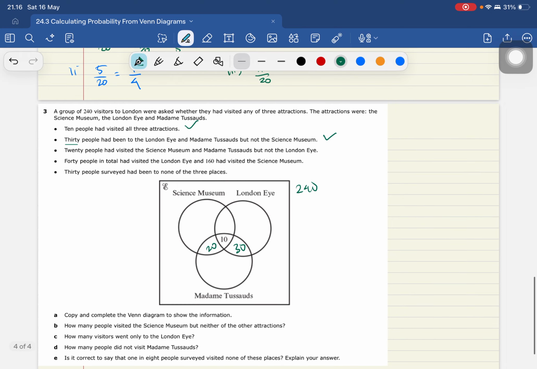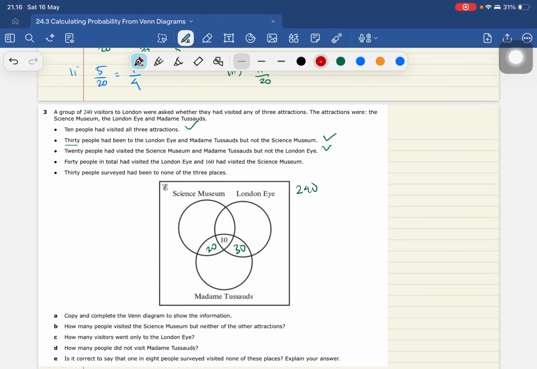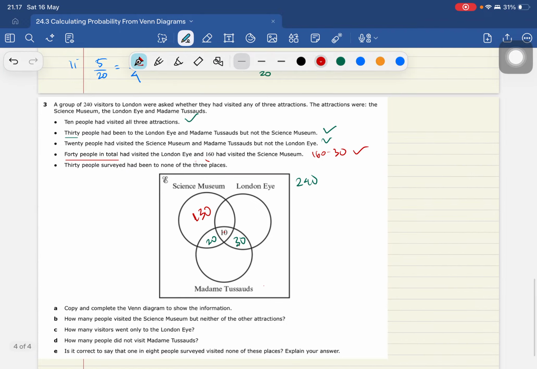Next information: 40 people in total had visited the London Eye. Here 10 plus 30 is 40. Okay, that's already done. And 160 had visited the Science Museum. So we got 30 here, so 160 minus 30. So only Science Museum is 130. Next, we got 30 people surveyed who had been to none of these places. Okay, this is 30.